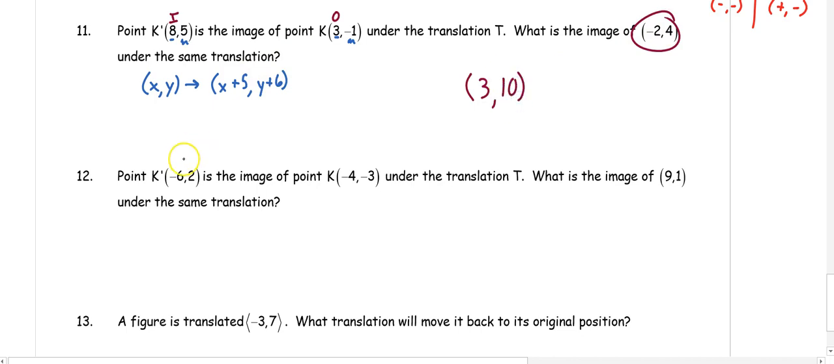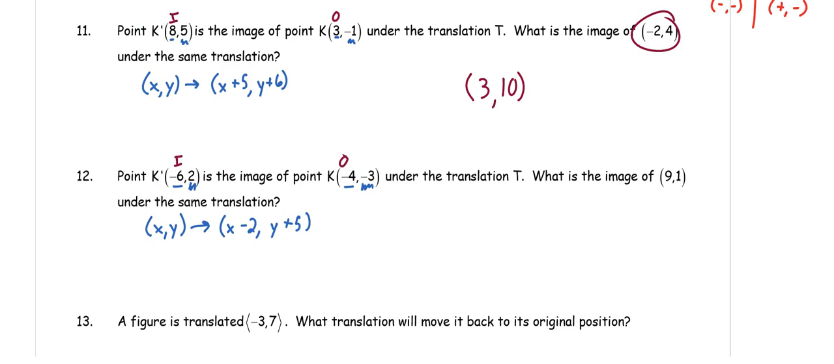Same idea, number 12. Again, I have my image and my original, so I need to make a translation rule. I'm going to use my coordinate notation. You can use any notation you want. It's just your scratch work here. So how did my x change from negative 4 to negative 6? I subtracted 2, so x minus 2. How does my y change from negative 3 to negative 2? That's plus 5. Make sure that you're always going from the capital letter to the capital letter with an apostrophe.